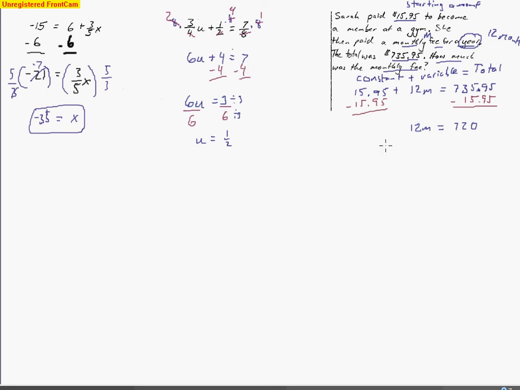From that point, all we have to do is divide by 12, and just so happens 12 goes into 72 6 times. But the answer is not 6, the answer is 60. So 12 went into 72 6 times, but you've got to bring down that 0. So there's the monthly charge. Well, those are the types of problems that you'll see on the test. Good luck.